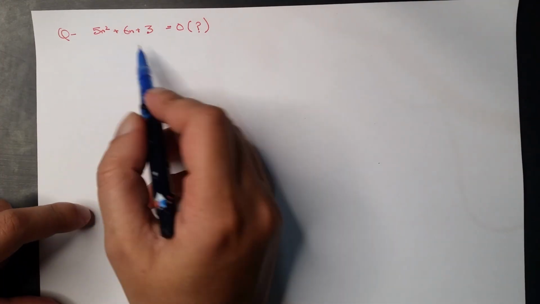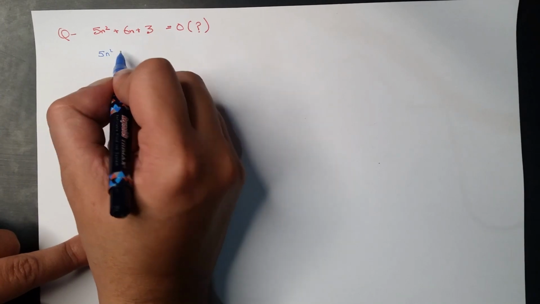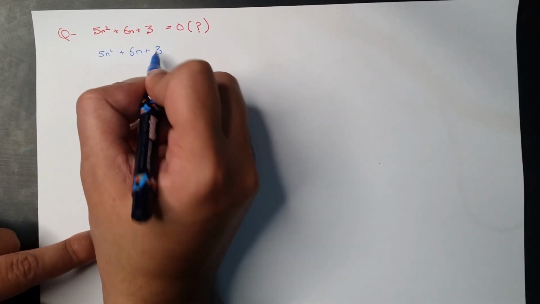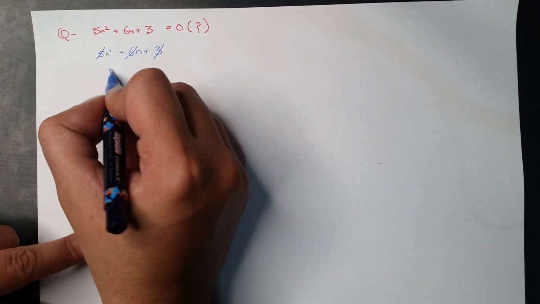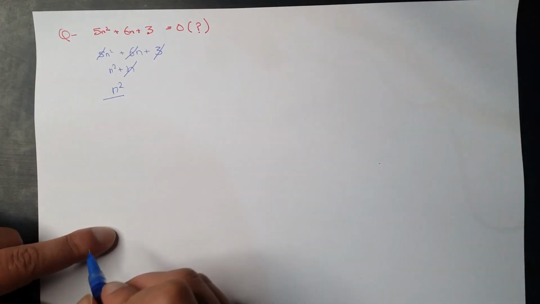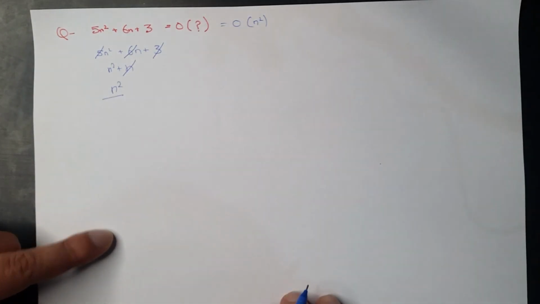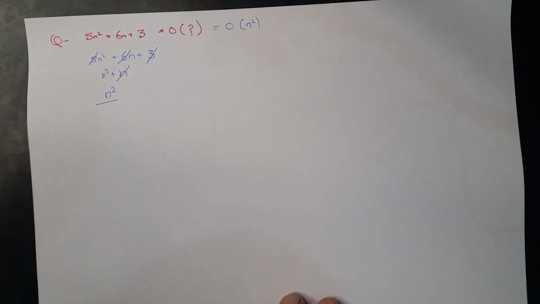5n square plus 6n plus 3 is big O of what? When we ignore constant factors, it will become n square plus n, and when we ignore lower order terms, it will become n square. So we can say that it is big O of n square. But now we have to prove it.